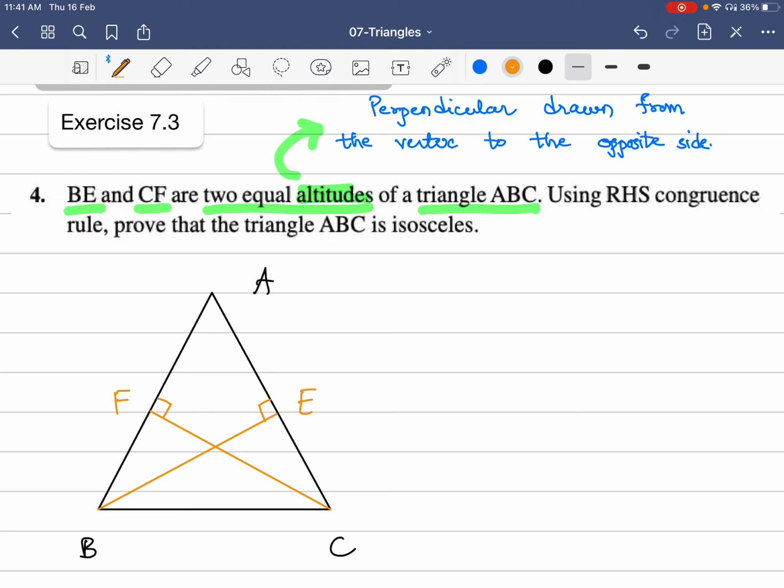Now let's read the statement again. BE and CF are two equal altitudes. This is again a very key information. They are equal altitudes. So I'm just going to note it down straight away. The first thing is BE is equal to CF. They are equal altitudes of the triangle ABC. Now using RHS congruence rule, prove that the triangle ABC is isosceles. So a very straightforward hint is given to us that we have to use RHS congruence of triangles. Because this is a right angle, we can use RHS congruence.